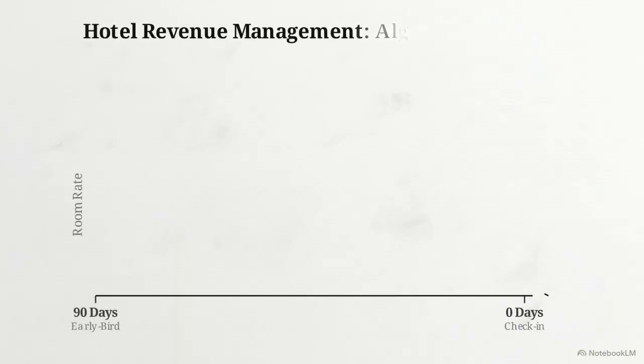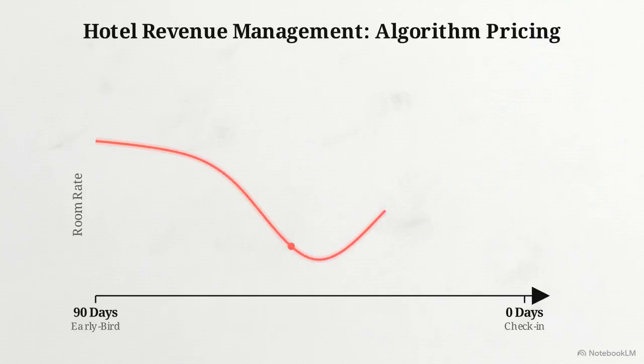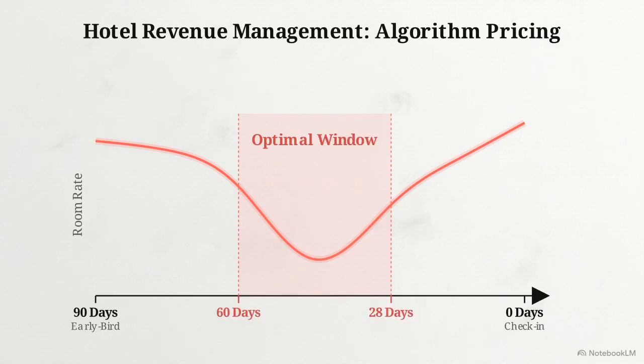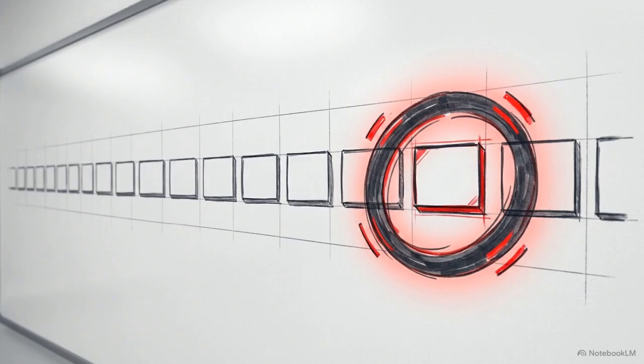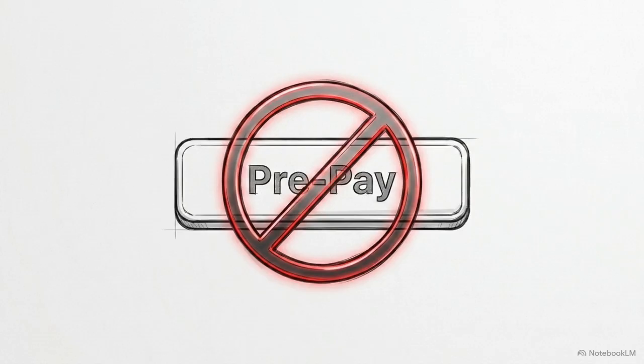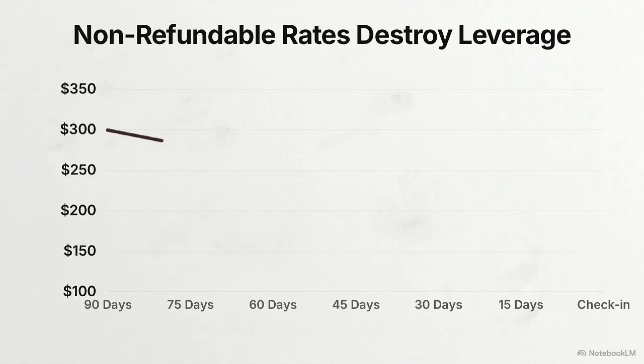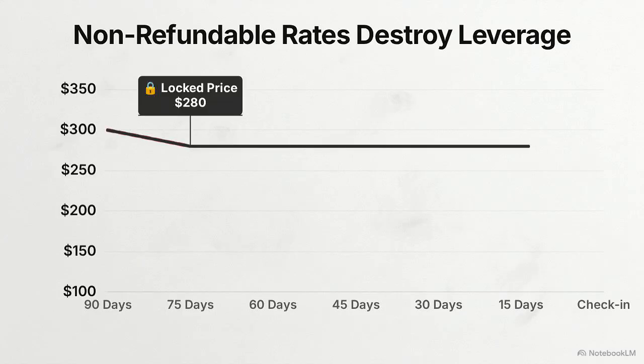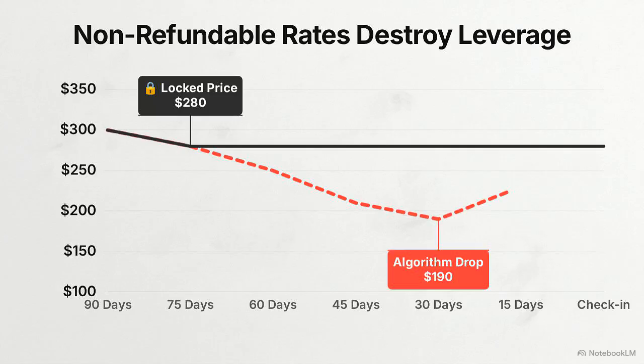This timeline shows how hotel revenue algorithms manage inventory. They typically release their deepest discounts during this specific window, between 60 and 28 days before check-in. To take advantage of that, book your room months in advance, but strictly filter your search for penalty-free, fully refundable reservations. This locks in your maximum baseline rate. Do not click the prepaid non-refundable option. Saving a few dollars today destroys your ability to negotiate when the algorithm drops prices later.